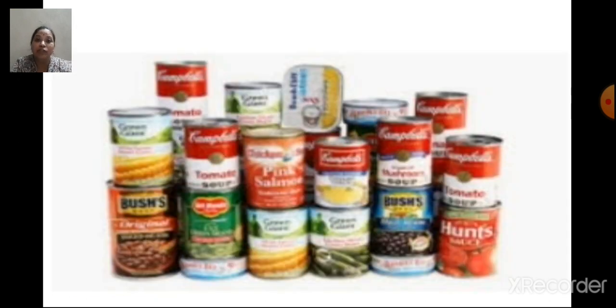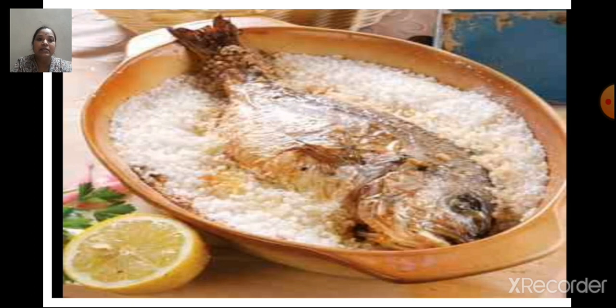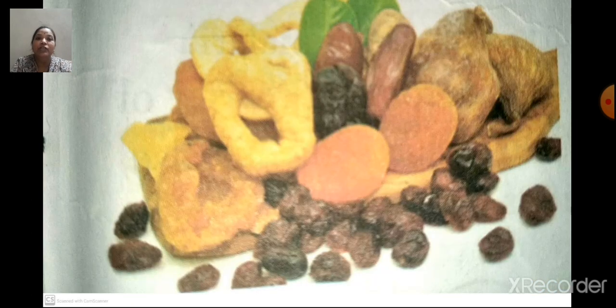This is the picture showing canning. Various food items can be preserved by this method. This is how fish is preserved by salting. Dehydration, removing water content. Sugaring by adding sugar syrup.